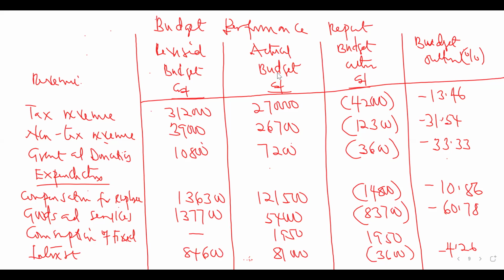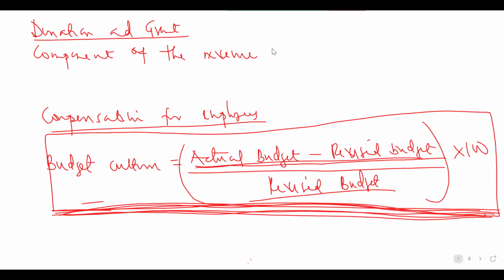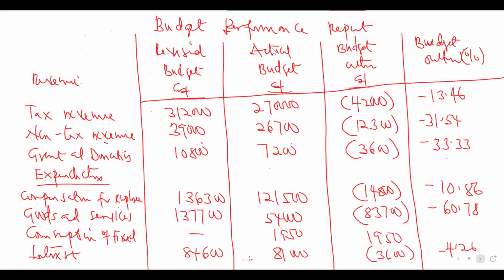So I'm saying that the way I'm calculating the budget outcome, it is the actual minus the revised. So any figure that is in brackets is a reduction to me. Anything that is in brackets to me is a reduction. But if you want to make it positive, there is no problem. For me, anything in brackets is a reduction. It's clear. Okay.